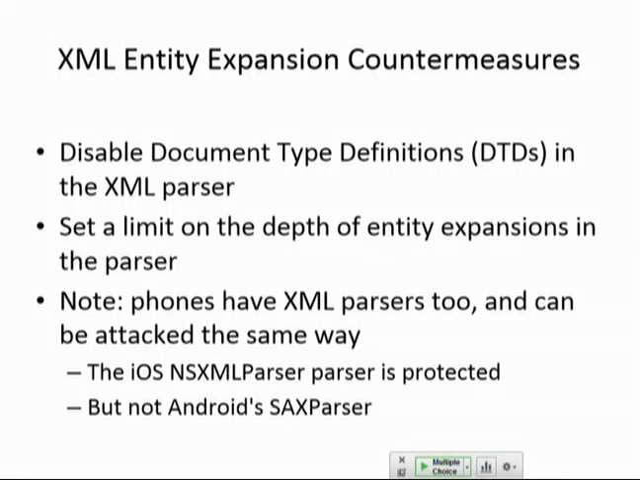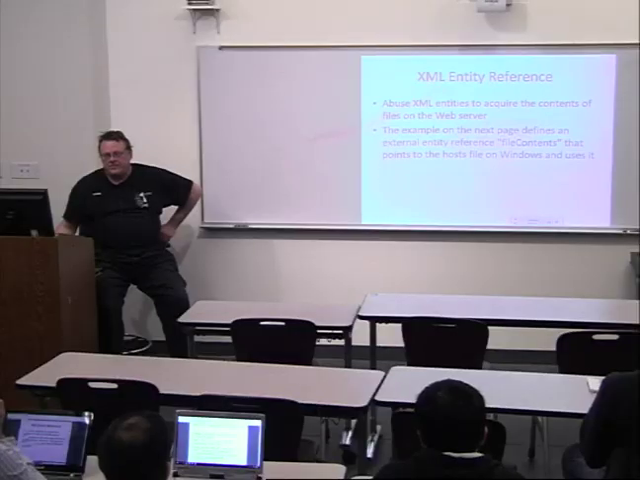So you can disable these document type definitions if you're not using them. That would be a simple answer. You can set a limit on the depth of the nesting that you allow. And phones, by the way, have these things too. As you might expect, the iOS parser is protected, but not the Android one, at least at the time your book was written, which is now a couple of years old.